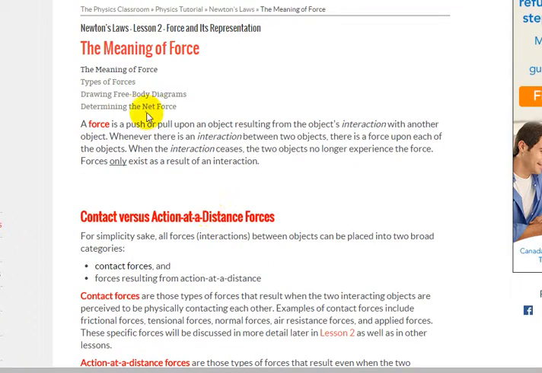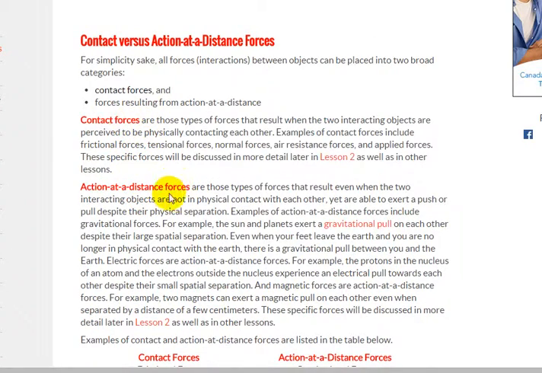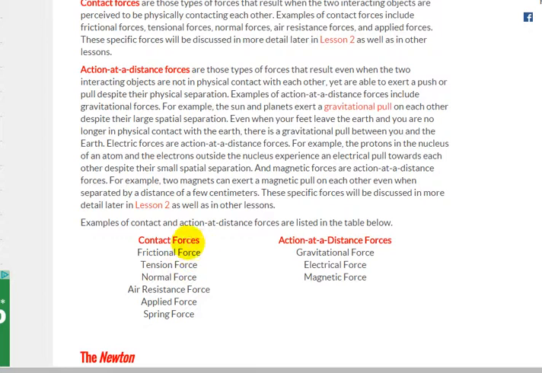So the meaning of force: a push or pull on an object in a certain direction resulting from the object's interaction with another object, etc. And they talk about contact forces, action at a distance forces. Contact forces we looked at: frictional forces, tension, normal, air resistance, applied force. Forces that are hard to see though: gravity. We don't see a hand pulling an object downward, but we know the gravitational force is there. Also magnets have a magnetic force. There's also an electric force.